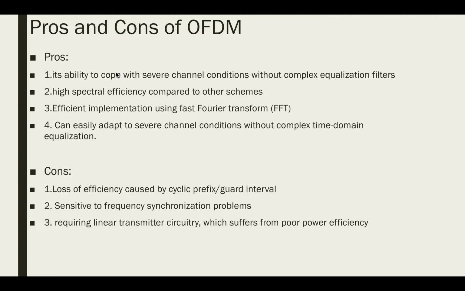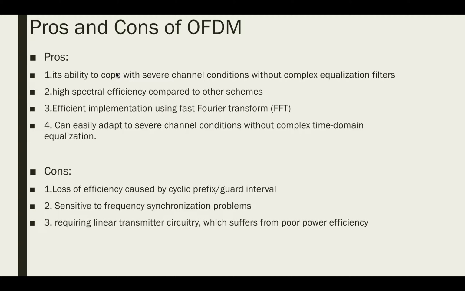OFDM has many advantages and disadvantages. The advantages include its ability to cope with several channel conditions without complex equalization filters. Second, its high spectral efficiency compared to other schemes. Third is efficient implementation using the fast Fourier transform. The last one, it can easily adapt to several channel conditions without complex time domain equalization.